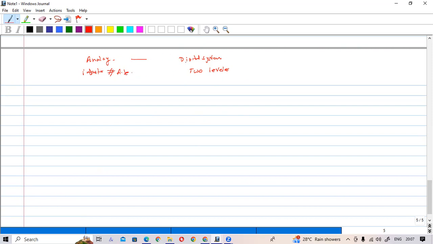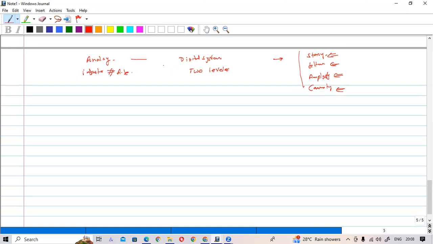If you want to digitally process a signal, we have several processing techniques. One is storing a signal, filtering a signal, amplifying a signal, and converting a signal. These are the basic signal processing things we are using: storing, filtering, amplifying, and converting.